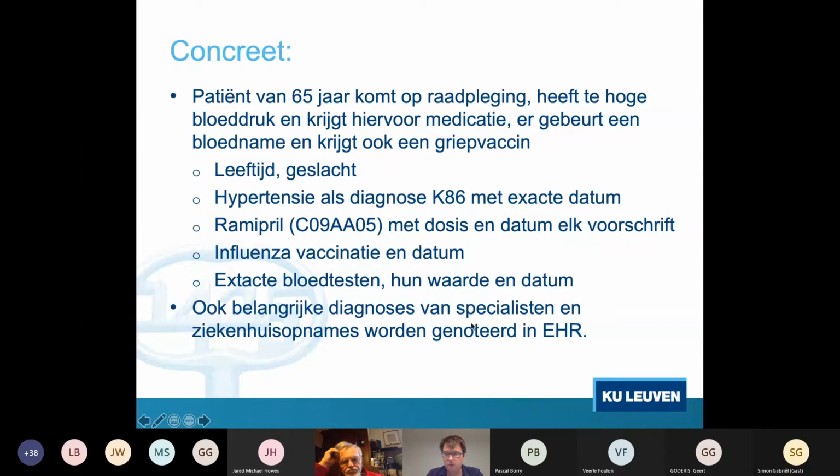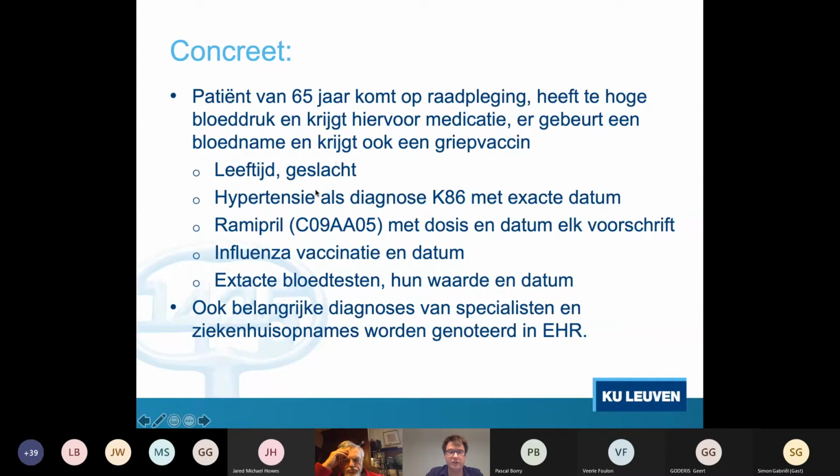Very concrete, a patient comes to the GP. What do we register? Well, here in this example, the patient is 65 years old. He comes and he has high blood pressure, he gets medication, and we take blood. He gets a vaccine of that type. A typical consult in the practice. What kind of data is registered?